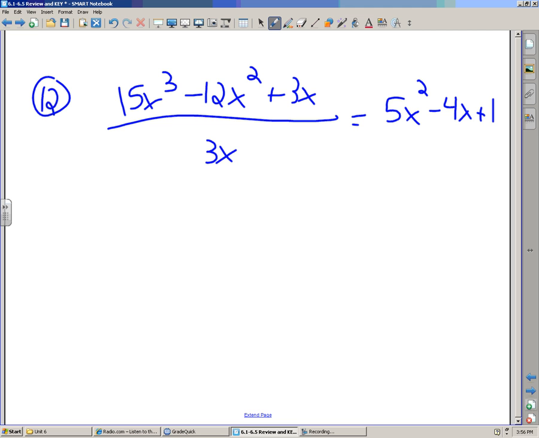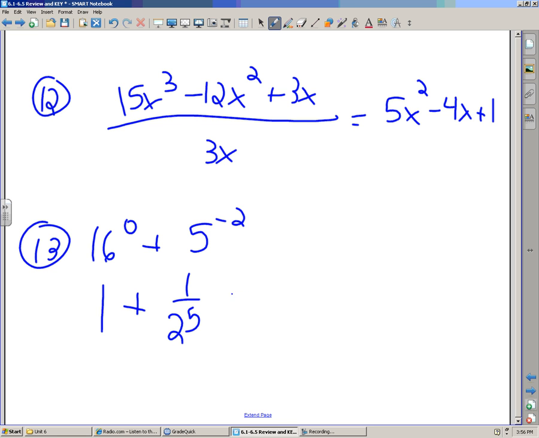Don't forget you divide the numbers, and then you say where are the more exponents or variables, top or bottom, and then you say how many more, or you subtract the exponents. This guy, evaluate 16 to the 0. This just looks like exactly what was on the midterm. Well, 16 to the 0 power, as anything to the 0 power, is 1. 5 to the negative 2 is 1/25. 1 whole plus 1/25 is 1 and 1/25.